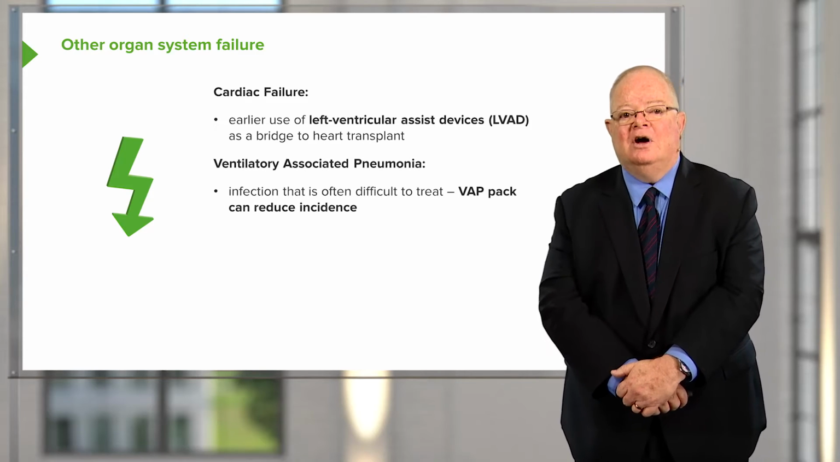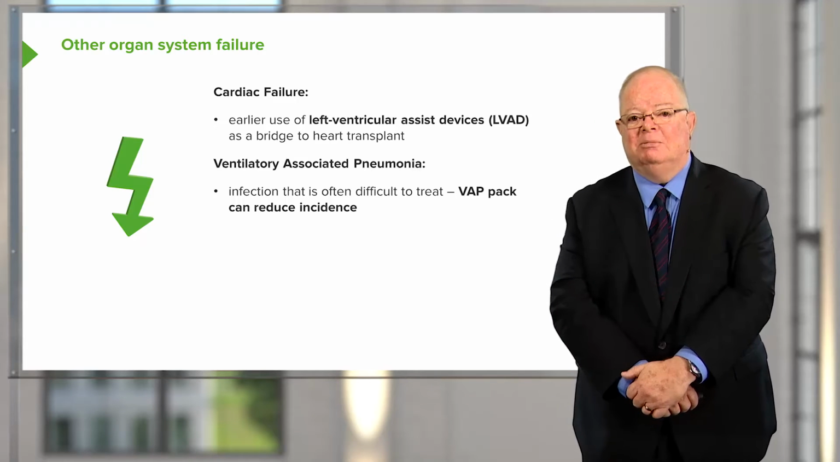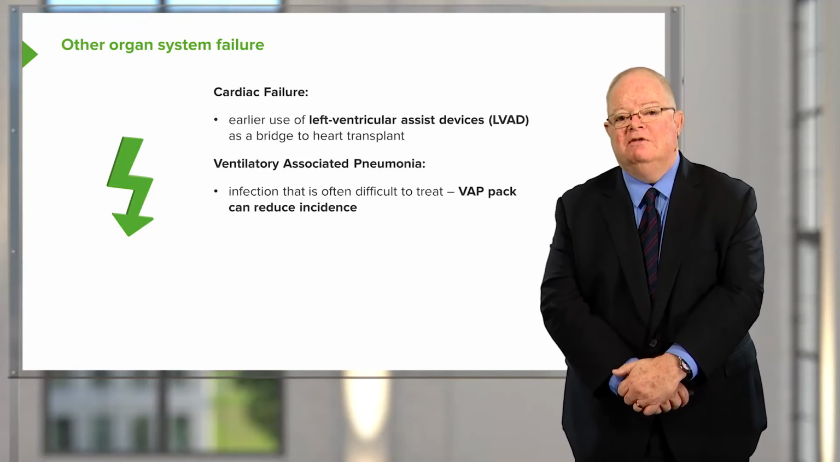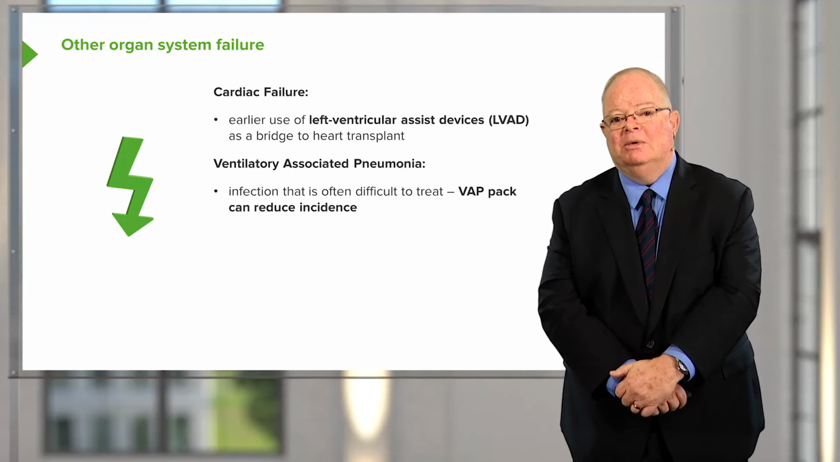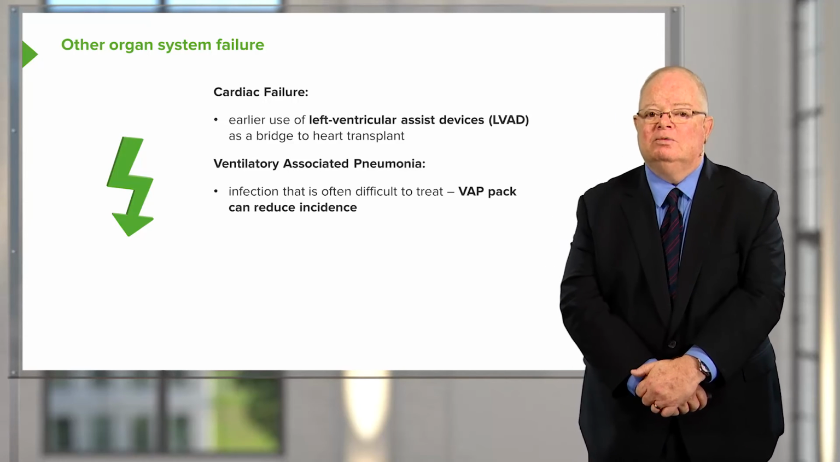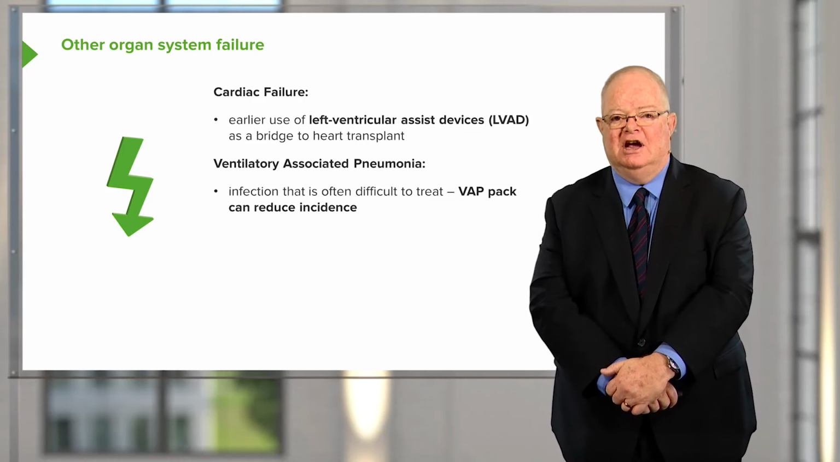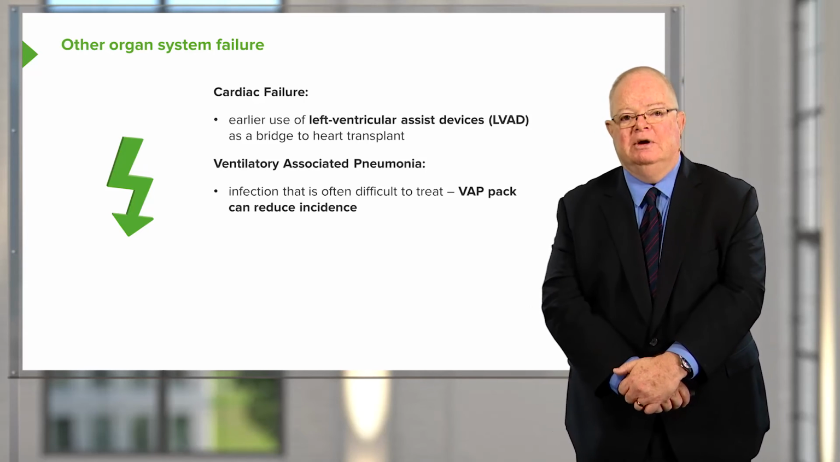So infection that is often difficult to treat is a very common problem in the ICU. And ventilator-associated pneumonia, VAP, is a common problem. And intensive care units now use what's known as a VAP pack, which reduces the incidence of VAP and improves the treatment of VAP.